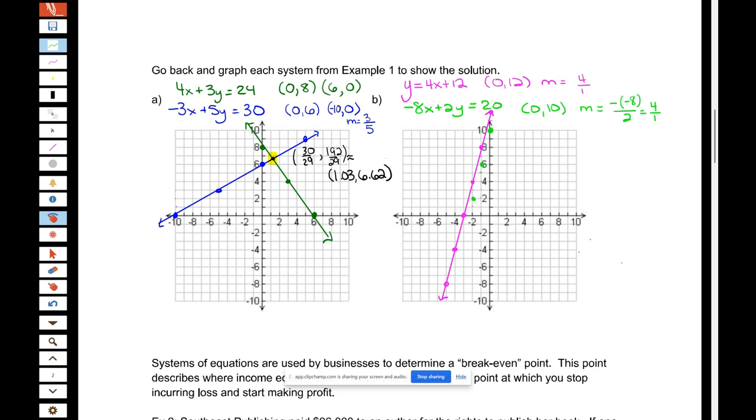So we can see these two lines are running parallel to each other. Very, very closely, though. So I can graph them just like this, running parallel. So we can see there is no solution because they don't ever intersect. They're parallel lines.